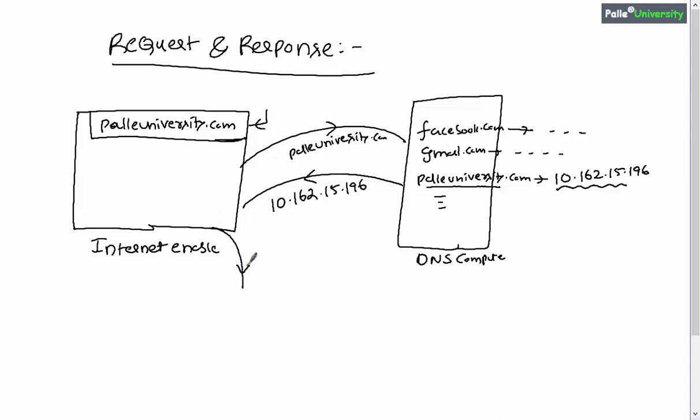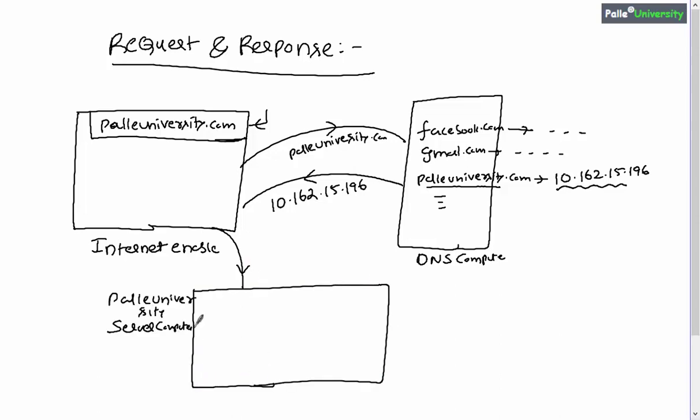or your browser will automatically send some input to the Palauniversity server computer. What is that Palauniversity server computer? It is a server computer which is having palauniversity.com related code. Palauniversity.com related code will be available in that server computer. So who is responsible for executing the palauniversity.com website related code? I already told you that there is a software called a web server. The web server software will be responsible for executing any web application code.